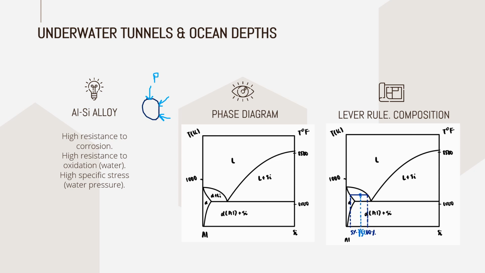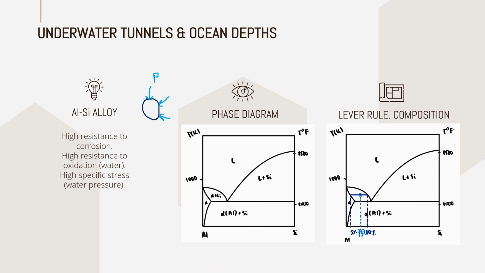That is why I decided to use this aluminum silicon alloy, which again has a great resistance to corrosion and oxidation, and it also has a high specific stress resistance due to its low density. Its phase diagram is a bit more complex than the ones commented before.